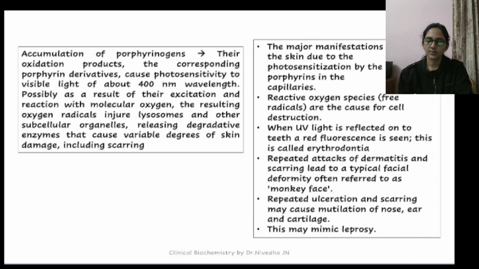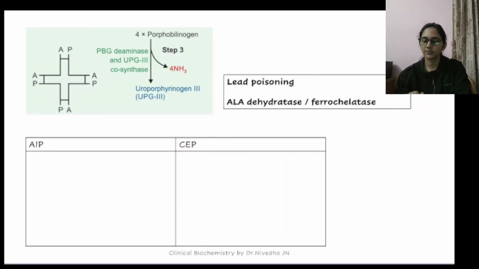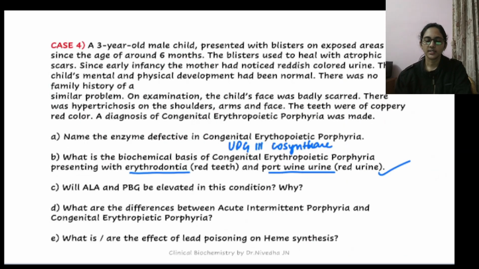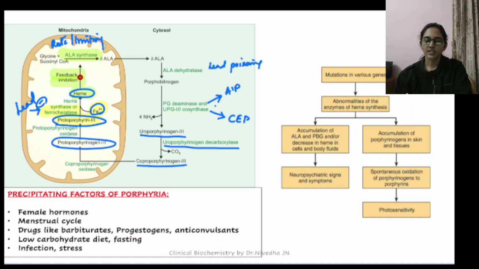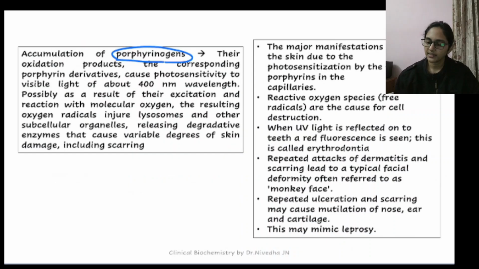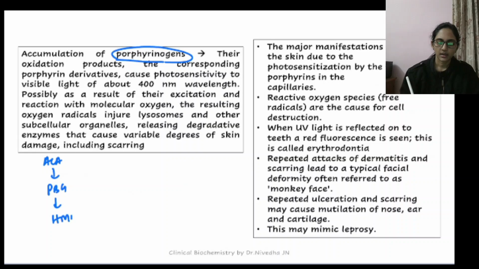So let's just see what that is. There is accumulation of porphyrins. Why is there accumulation of porphyrins again? You must know the pathway here. So when UPG3 co-synthase is affected, what will happen? Let me just write here. From ALA you get PBG, porphobilinogen, is it not? And then hydroxymethylbilane, and from hydroxymethylbilane you get uroporphyrinogen 3.